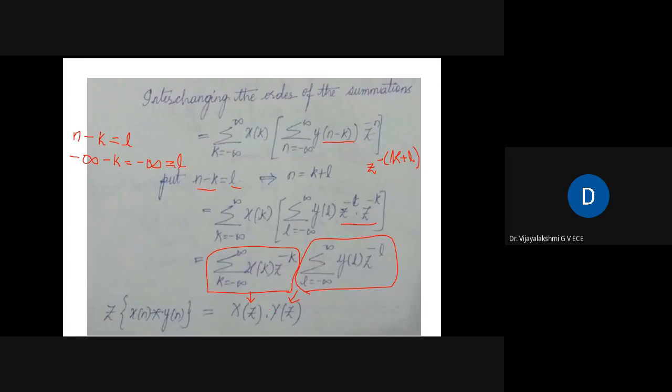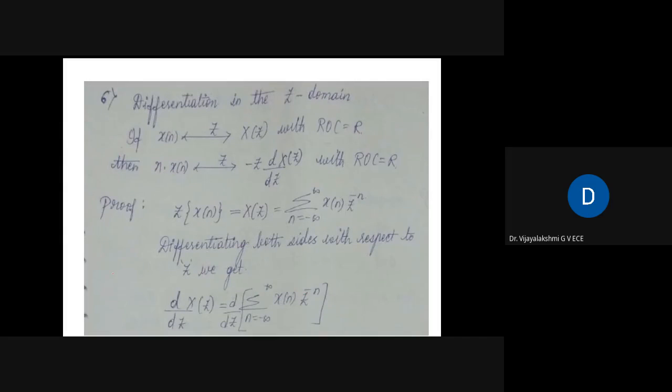Okay, so the convolution property says if you convolve any two sequences in the time domain, the resultant transforms will get multiplied in the z domain. Okay, so the next one is differentiation in the z domain. Here you're differentiating the transform signal x of z in the z domain. So let us see, if you differentiate there, what will happen to its corresponding time domain sequence x of n. Okay. So let us see the definition of this property first.